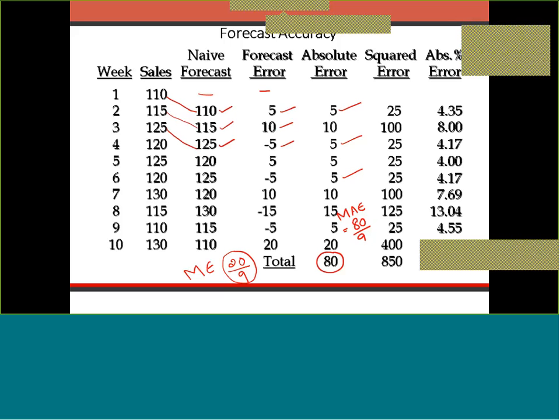Then next we'll take squared errors. 5 square, 10 square, 5 square, 5 square, like that. Total is how much? 850. So then what is mean squared error? Mean squared error is 850 by 9. Now finally, absolute percentage error. Here the logic is simple. You should remember.